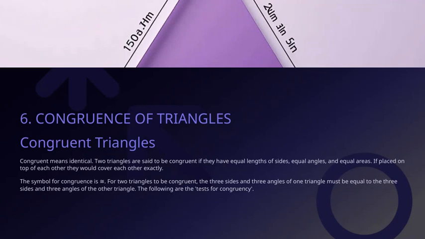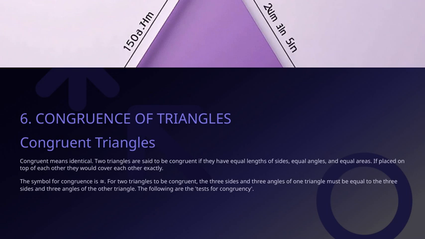Now, let's talk about congruence of triangles. When we say triangles are congruent, we mean they are exactly the same in shape and size. Think of it like fitting one triangle perfectly on top of another. If you do that, they would cover each other completely without any gaps or overlaps. This idea of congruence is fundamental because it tells us that the triangles have equal side lengths, equal angles, and equal areas. The symbol we use to indicate congruence is.